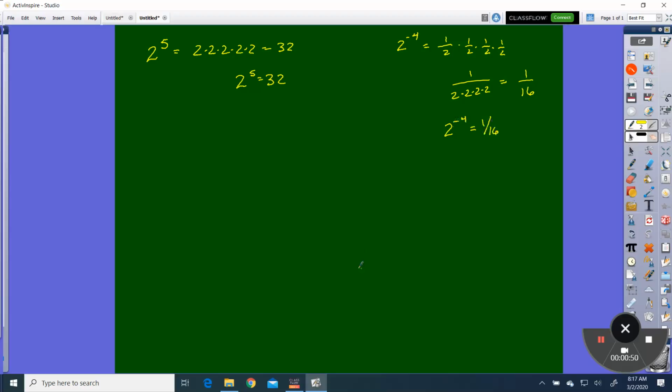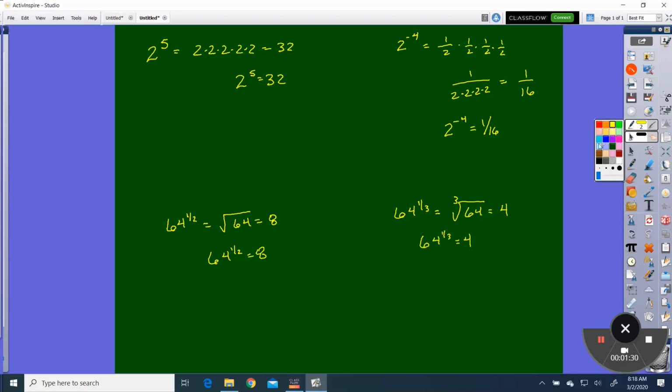The next one we need to refresh your brains on. What if I have 64 to the 1/2 power? So it is the same as the square root of 64, which is 8. So 64 to the 1/2 power equals 8. What's 64 to the 1/3 power? So that's the cube root of 64, which is 4. So 64 to the 1/3 power equals 4.